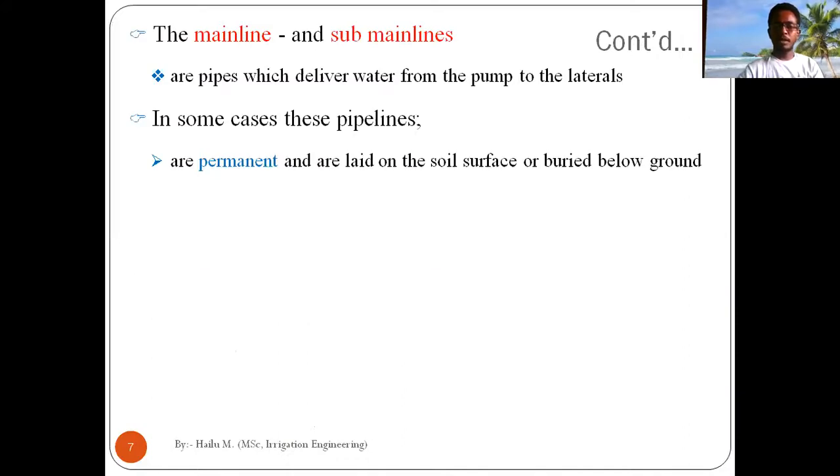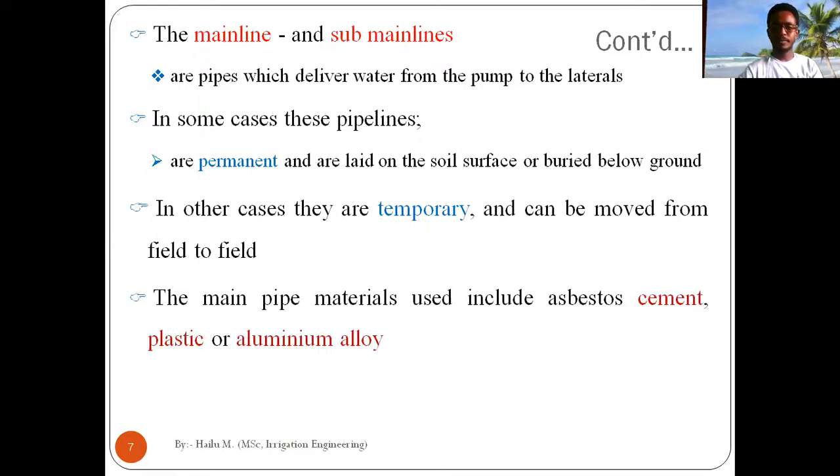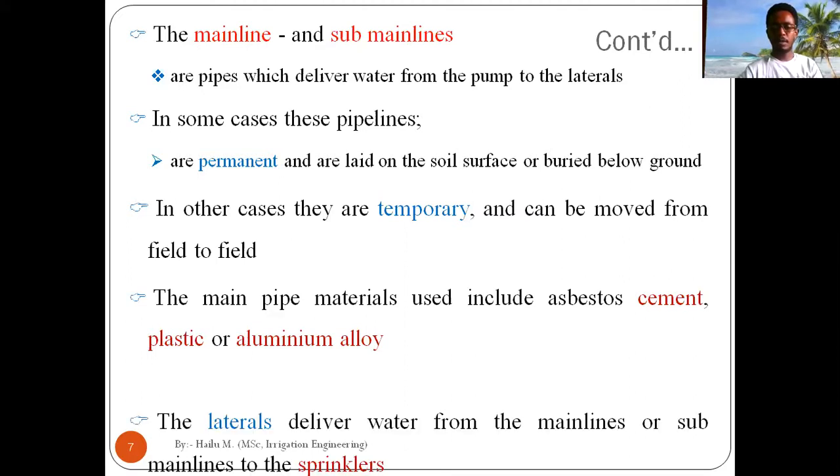The main line and the sub-main lines of sprinkler irrigation are pipes which deliver water from the pump to the laterals. In some cases, these pipelines are permanent and are laid on the soil surface or buried below ground. In other cases, they are temporary and can be moved from field to field. The main pipe materials used include asbestos cement, plastic or aluminum alloy.